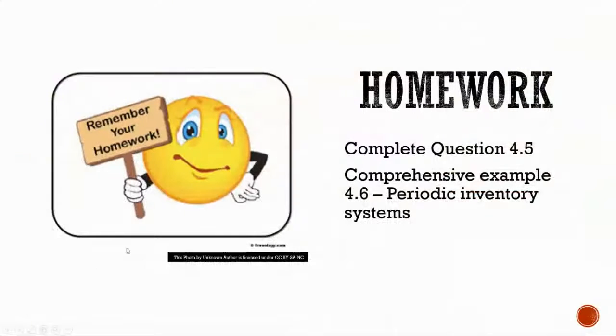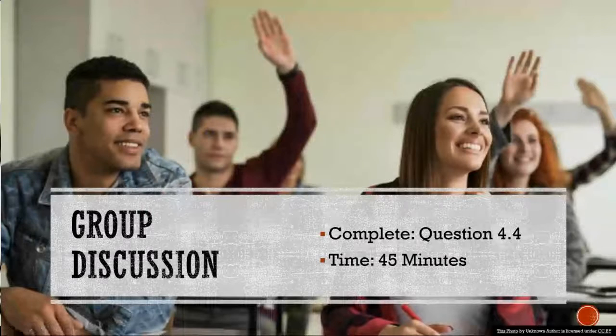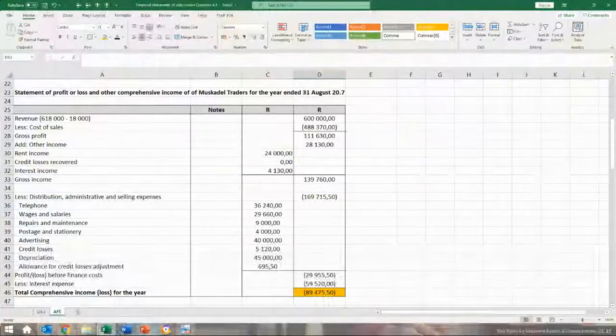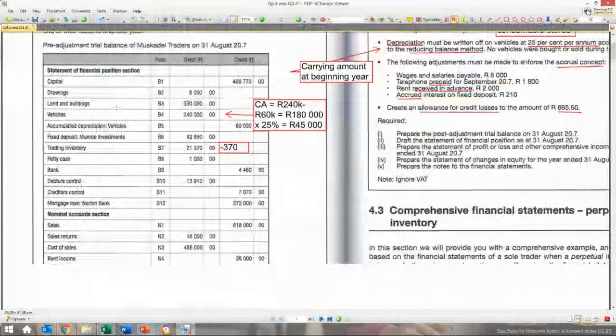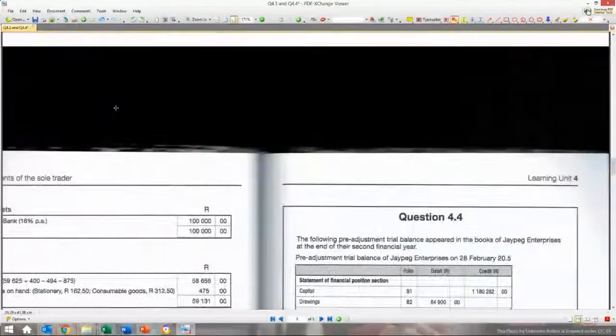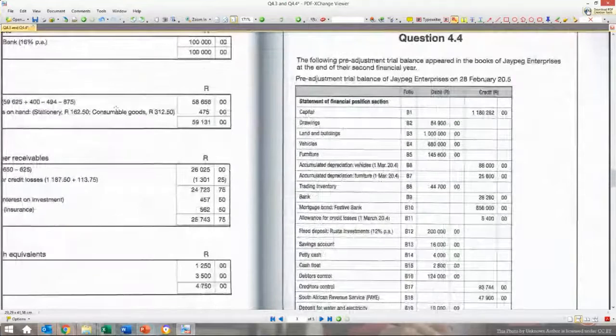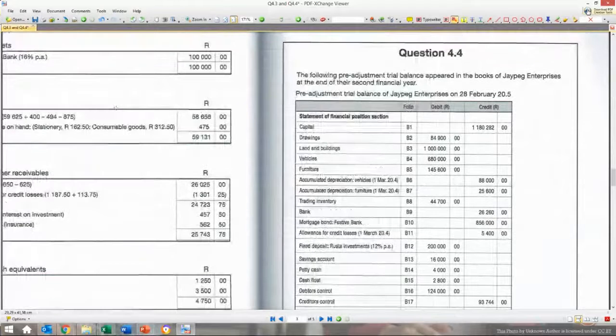Let me open the PDF. Okay, so if we look at question 4.4. Okay, similar to question 4.3, what they've done is they've provided you with a pre-adjustment trial balance. So that is your balances prior to taking in consideration any year-end adjustments.